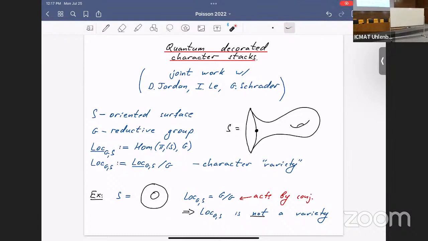It's a great pleasure, somewhat undeserved, to speak here. So I'll be speaking about some topic that also appeared in Anton's talk just an hour, well, 15 minutes ago. It will be moduli spaces of local systems. So let me say a few words about them. First of all, it's a joint work with David Jordan, Ian Lee, and Gus Schrader.